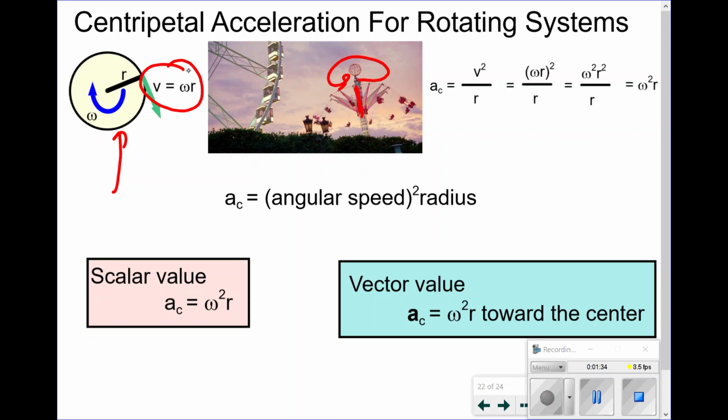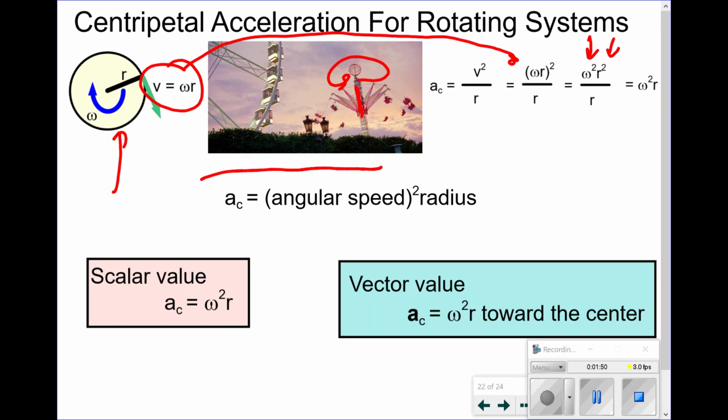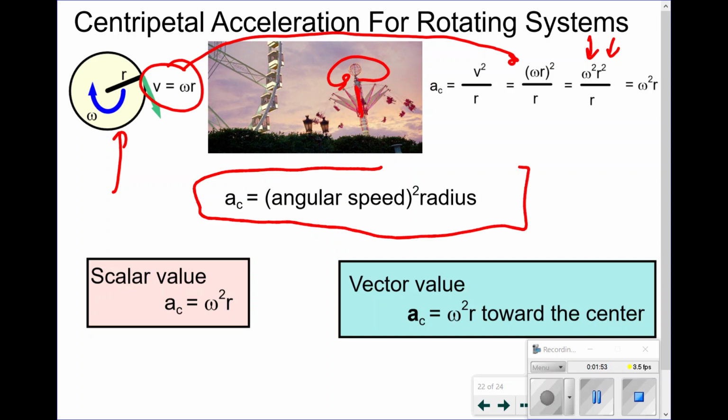If I take this relationship and substitute it in for my tangential speed, I come up with angular speed squared times radius squared over the radius, which simply reduces down to my centripetal acceleration equaling my angular speed squared times the radius. So instead of having tangential speed squared over the radius, it's angular speed squared times the radius. The scalar equation would just simply be angular speed squared times the radius. Vector would be stating towards the center.